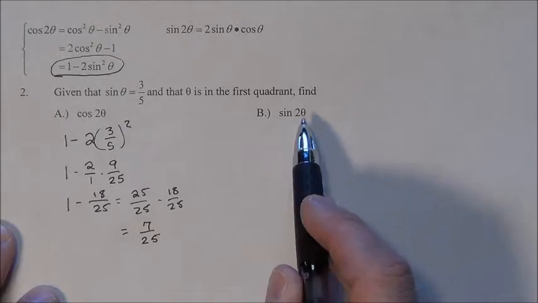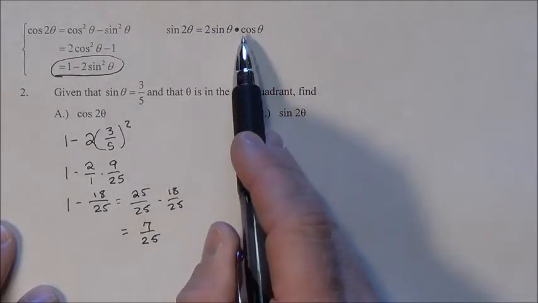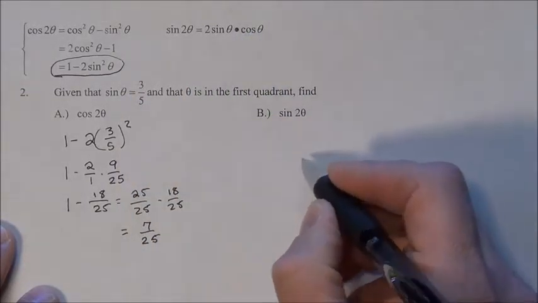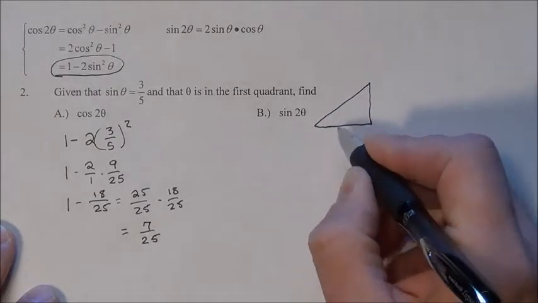It wants the sine of 2 theta. The sine of 2 theta is 2 times the sine value times the cosine value. I already have the sine value, but I don't know the cosine value. So I'm going to have to look at the triangle.